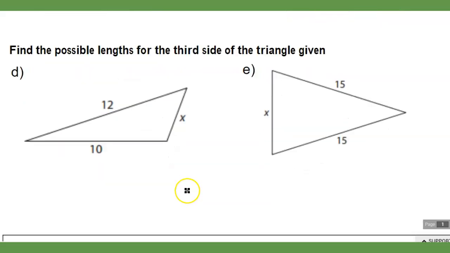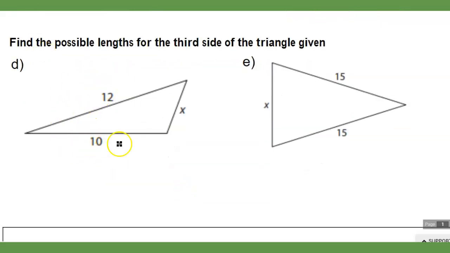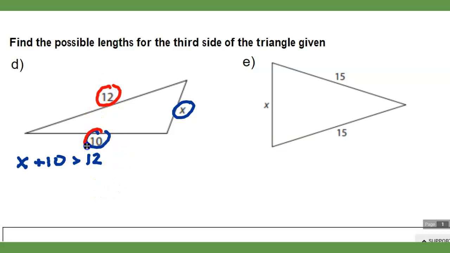Okay. So here's what we do. We use the triangle inequality. As long as we get a positive answer from it, we're going to use it. So we can say something like this: these two have to add up to something bigger than 12. So x plus 10 has to add up to something bigger than 12. And these two have to add up to something bigger than x.